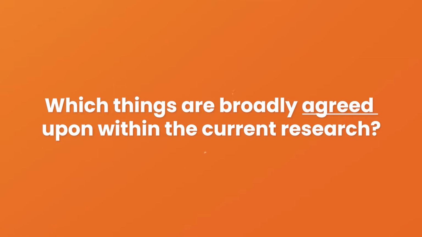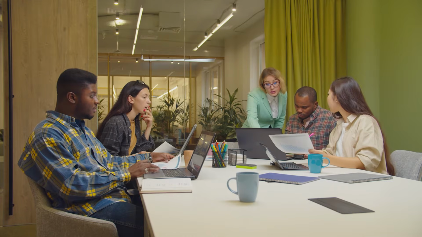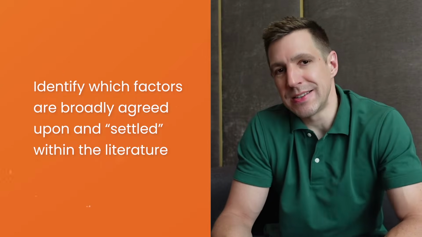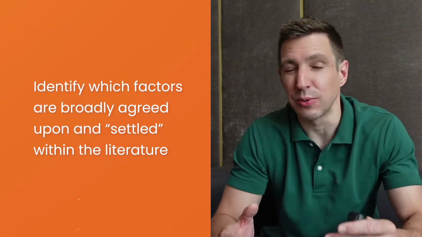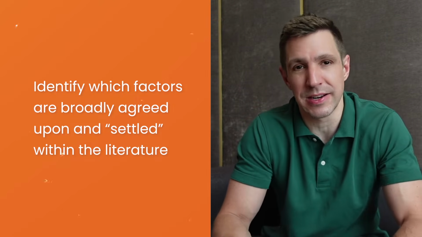The very first question that you need to ask yourself is, overall, what things seem to be agreed upon by the majority of the literature, or at least the majority of the researchers? For example, if your research aim is to identify which factors contribute towards job satisfaction, in other words, which factors make people happy and satisfied in their job, then you're going to need to identify which factors are broadly agreed upon and sort of settled within the literature, within the existing research.